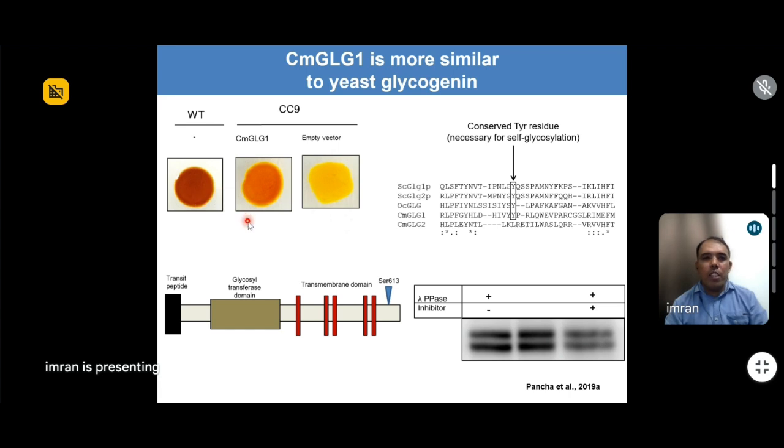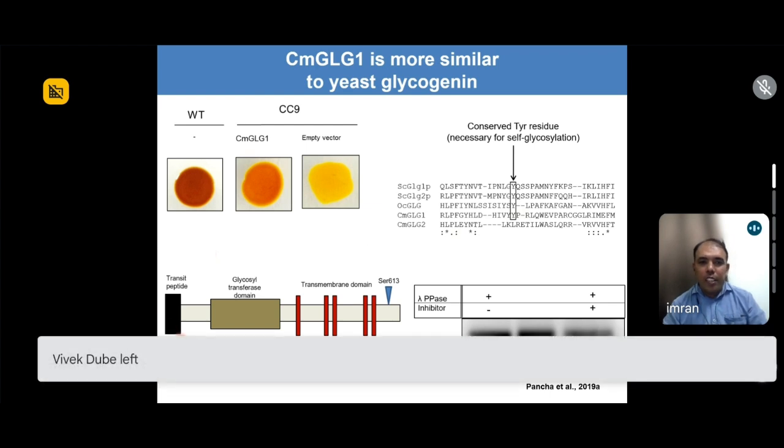This is a very simple technique. We are just exposing the yeast colony to iodine vapor, and depending upon the amount of glycogen, the colony turns brown. We have also checked the tyrosine residue, which is involved in the self-glycosylation into the glycogen molecule, and we identified that the CMGLG1 has this conserved residue.